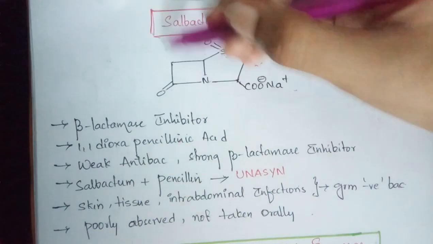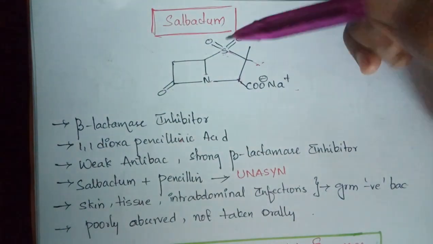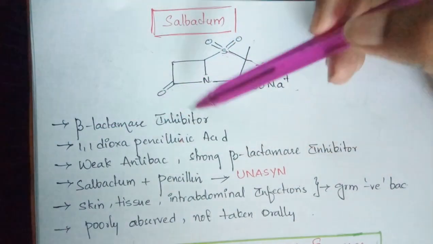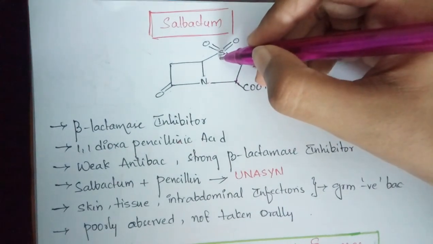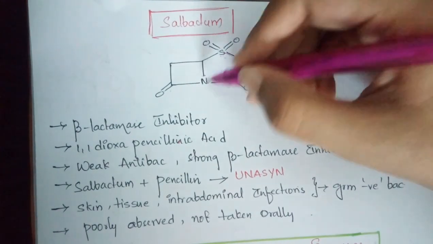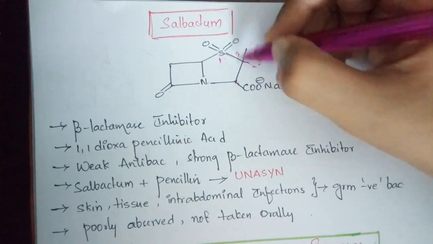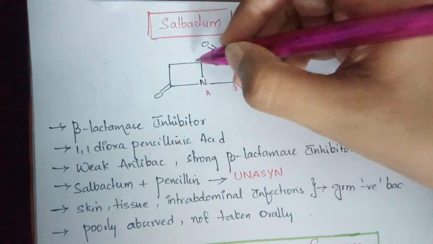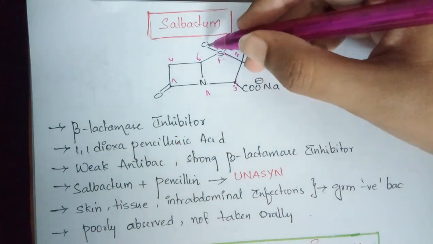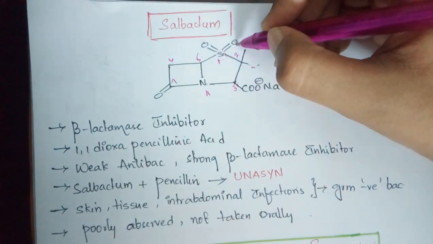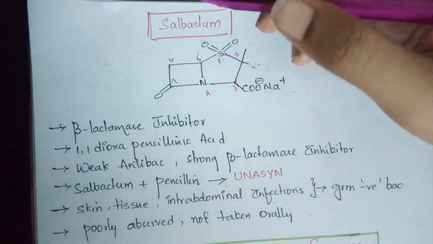Here you won't have any chain that you can see in penicillin. This is again a beta-lactamase inhibitor. This is known as numbering. If you give 1, 2, 3, 4, 5, 6, 7, this is 1,1-dioxo penicillanic acid.